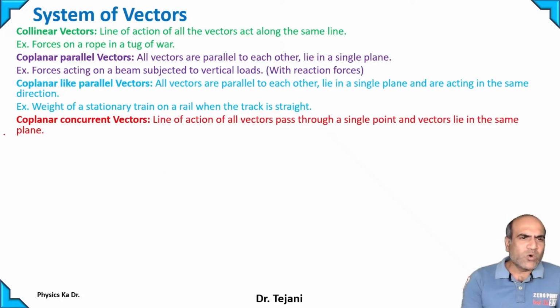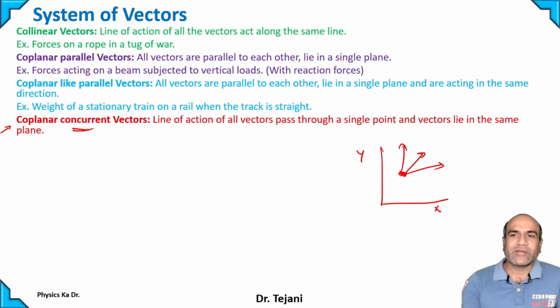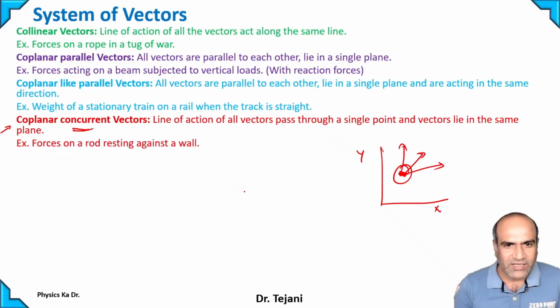The next is coplanar. Again, coplanar means single plane xy. What about concurrent? Concurrent means pointing. All the forces are pointing, or you can say passing through a single point. All must pass through a single point. Right. So the line of action of all vectors passes through a single point.